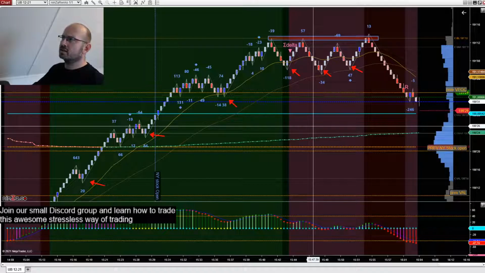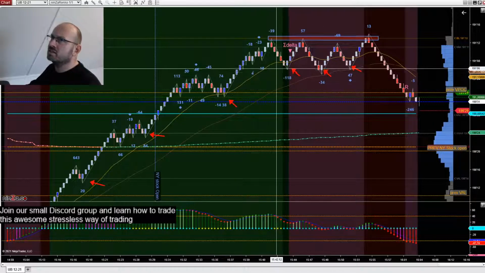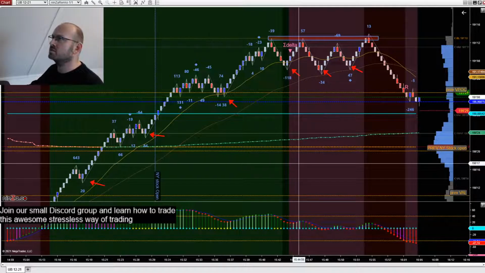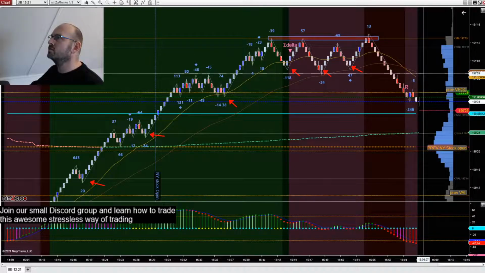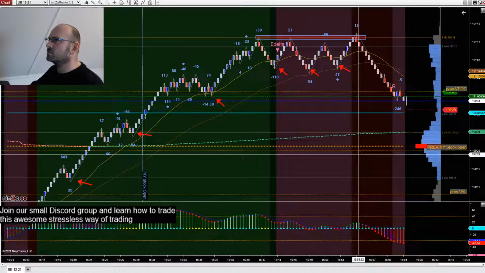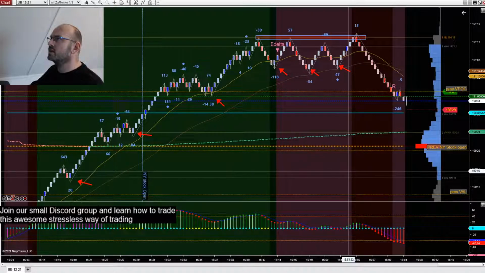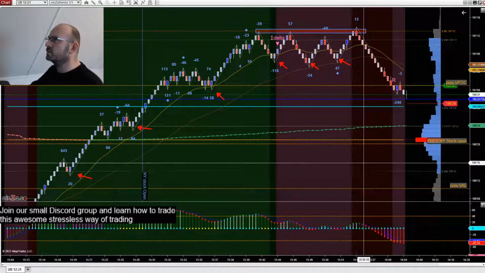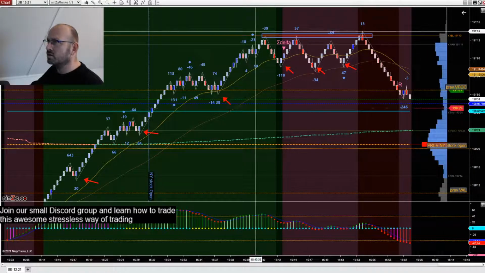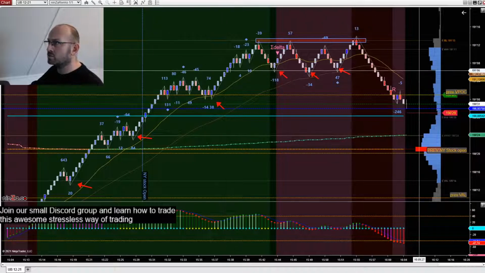We take 2 or 3 kinds of setups: only pullbacks in a trend, so there has to be a trend, and we trade bounces off important levels. I have backtested these levels for months, and we trade breakout of the value area high, value area low. That is the only breakout we trade. We don't trade breakouts of highs or lows.